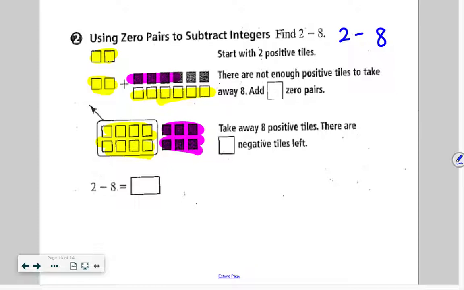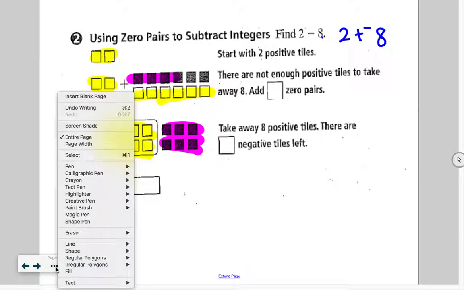So if I have 2 minus 8, eyes up here, please. This one is actually the most important of all of them. So change subtraction to addition, change the sign of the second number. It's a positive 8, right? So what's the opposite of a positive 8? Negative 8. So now look what they did on the board. They started with 2 yellows. They changed subtraction to addition, changed the sign of the second number. So they ended up adding to it.